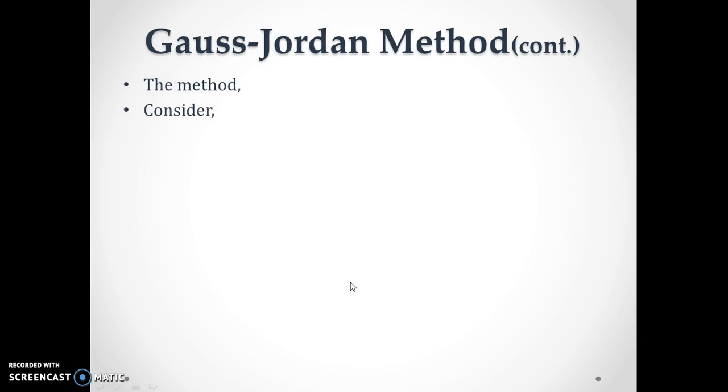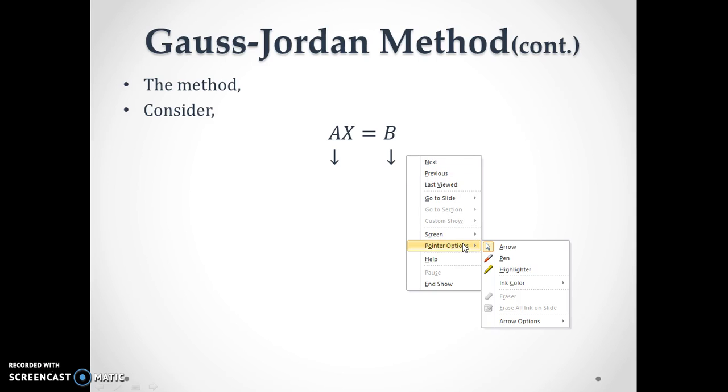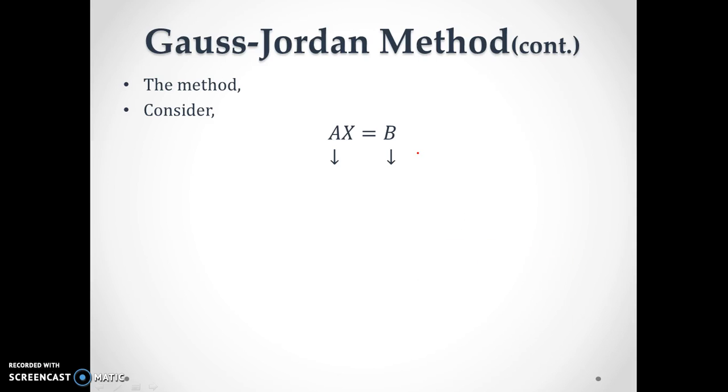Now how does this Gauss-Jordan method work? We consider the compact matrix form of the given system, and then what are these arrows? These arrows are nothing but row transformations. Okay, I think all of you must know what row transformations are.